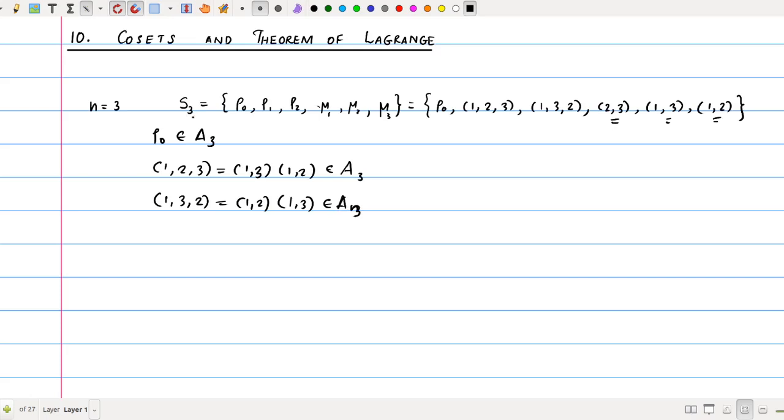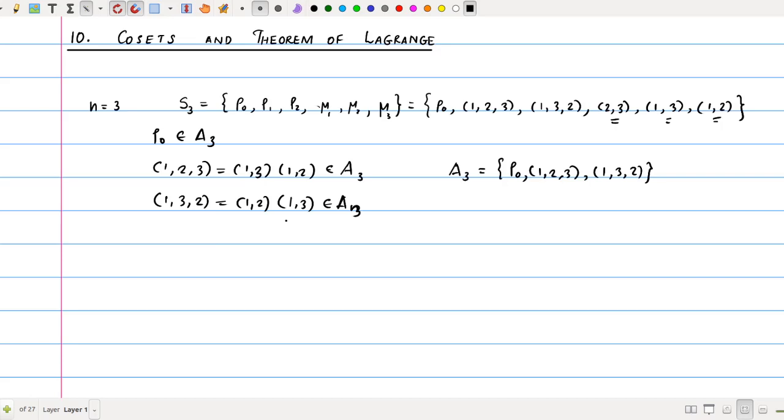If we consider S3, then we know that S3 has 6 elements. Then A3 should have 3 factorial by 2, that is 3 elements. So these 3 elements constitute A3. A3 consists of rho naught, the 3 cycle (1 2 3), and the other 3 cycle (1 3 2). In a similar fashion you can write A4, A5, etc. Any n will have n factorial by 2 elements.